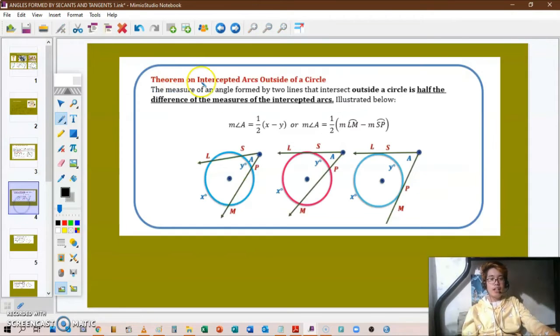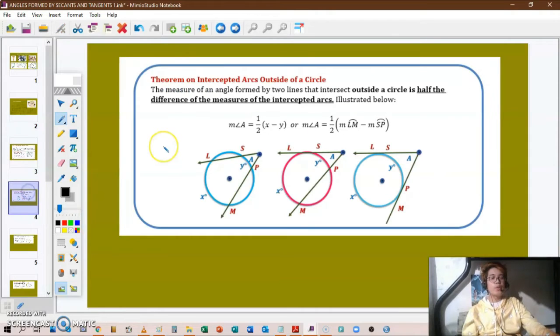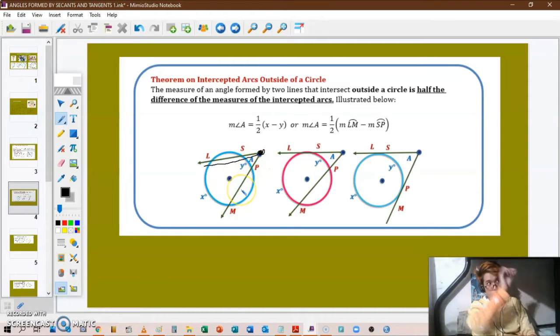And later, we're also going to use that formula. Then we have the opposite or the inverse of that formula. If here we added the arcs, here we're going to subtract the arcs. So this is the theorem about intercepted arcs outside of a circle. There's only one point outside of the circle, and we have two secant lines that originate from that point.